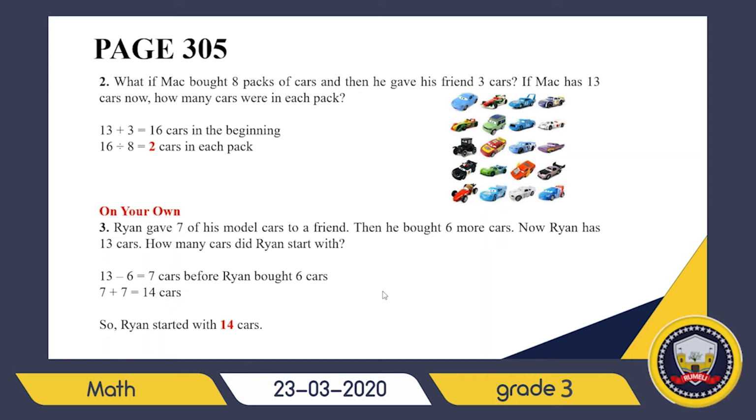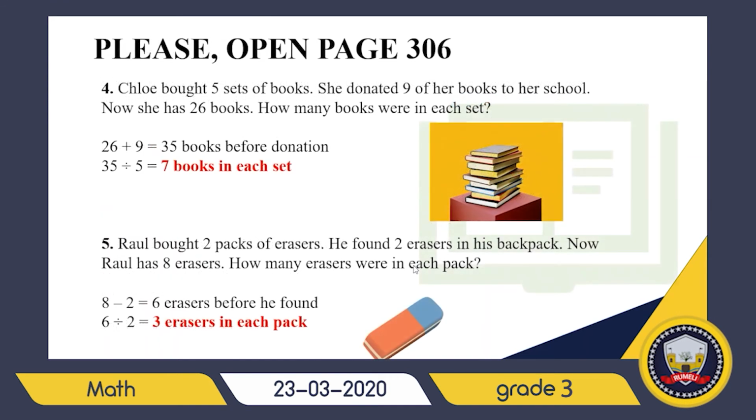If you want, you can check your answer like this. How many cars did Ryan start with? We found the answer as 14 cars. Okay, right now he has 14 cars. He gave 7 of them to a friend. It means 14 minus 7. He'll lose 7 of his model cars. It means 7 of them are left over. And then he buys 6 more. 7 plus 6, 13. Right now he has 13 cars. So when we check the answer, it is right. Perfect. Let's move on.